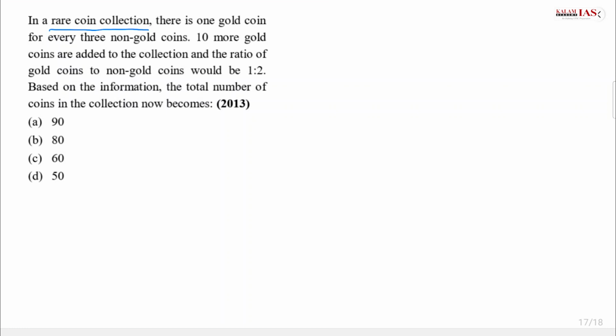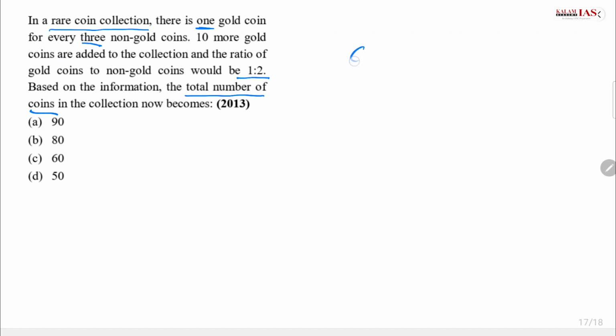Now in this question it is given, in a rare coin collection, there is 1 gold coin for every 3 non-gold coins. 10 more gold coins are added to the collection and the ratio of gold coins to non-gold coins would be 1:2. Based on this information, we have to find the total number of coins in the collection.